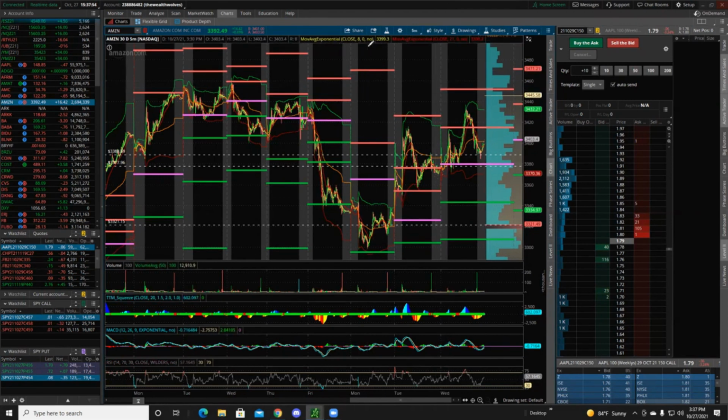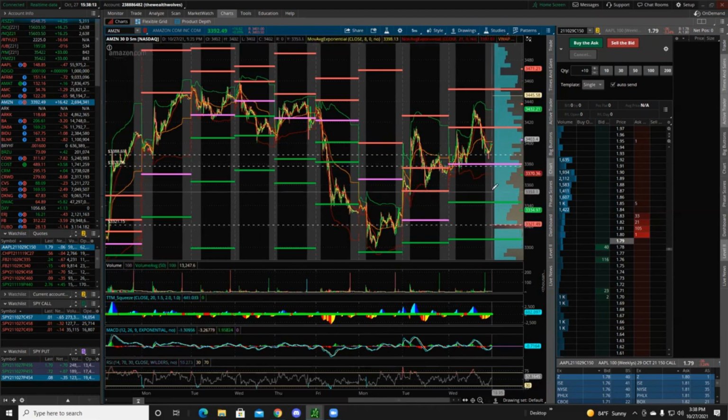Let me move this out of the way. There it is. The indicator is called pivot points. I'm going to post an Investopedia little article that you can read through that'll explain a little bit more in depth and some of the mathematical equations behind it.